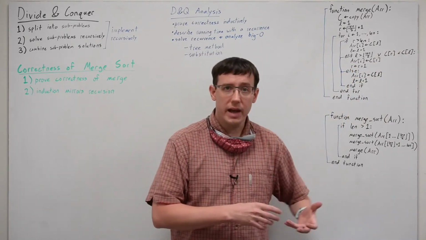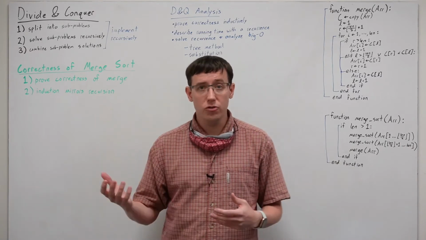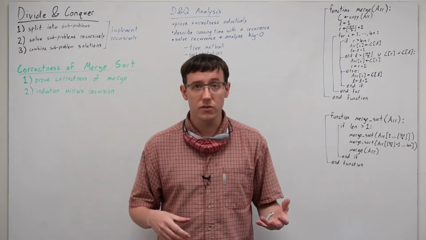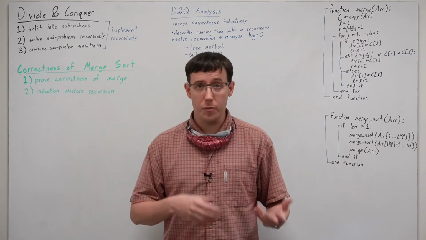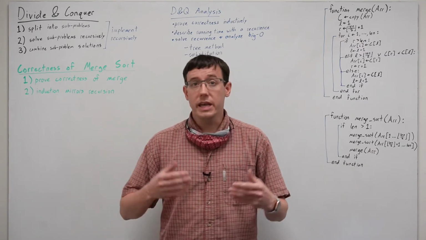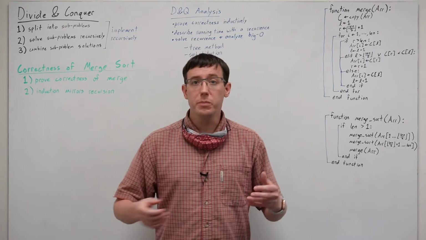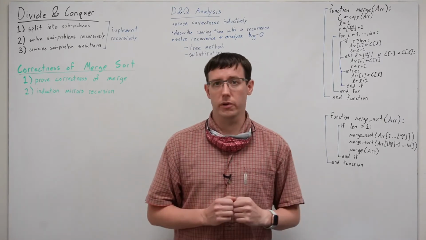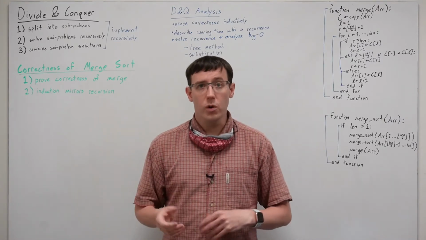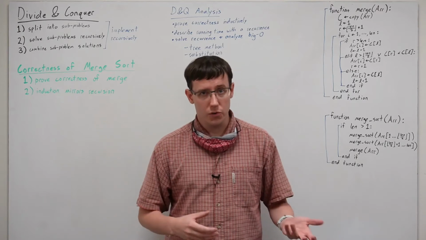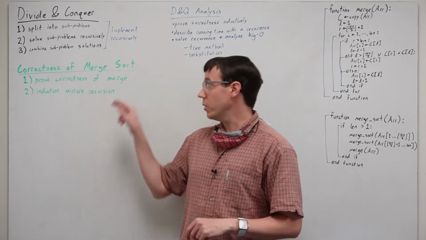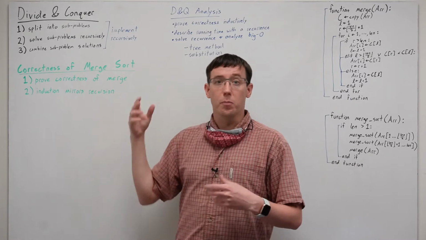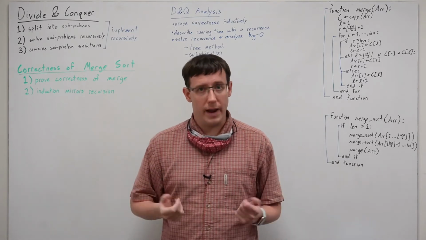When reasoning about divide and conquer algorithms, a natural technique for proving their correctness is an inductive proof where the induction in the proof mirrors the recursion in the algorithm. So if we wanted to write such a proof for merge sort, then the first step would be to prove that our merge algorithm is correct.